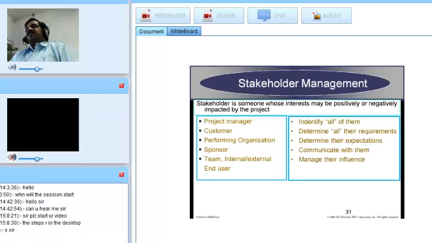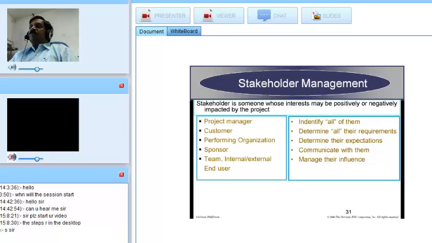The next part is stakeholder management. How do you manage stakeholders, and what is meant by stakeholder? As we have been discussing, a stakeholder is a person who has special interests and special needs in doing the project, and his interest may be positively or negatively impacted by the project. For example, if the project is a failure, the stakeholder might lose his job, or may have some business interest which he may not be able to meet. So a stakeholder is someone who has a genuine business interest or personal interest in completing the project.